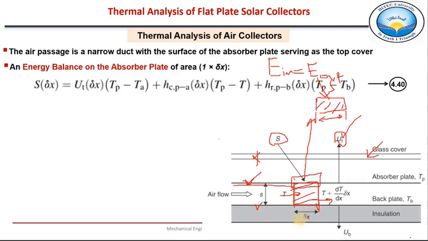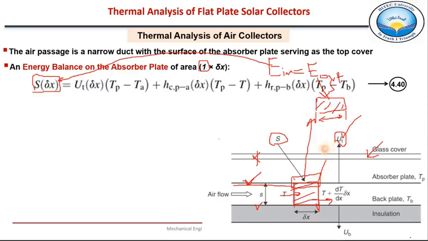Watts per meter square multiplied by del X into the length into this slide, and that length is taken as 1, right? So per unit length in the direction into this slide or out of this slide. So that is the energy in, E in, which is entering into our system. What is our system? That is the absorber plate. And what are the energies which are leaving this absorber plate?